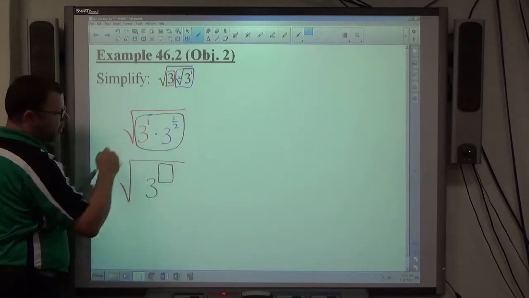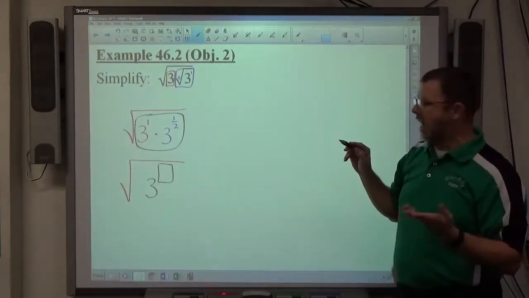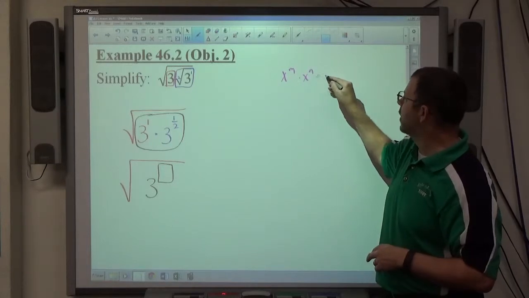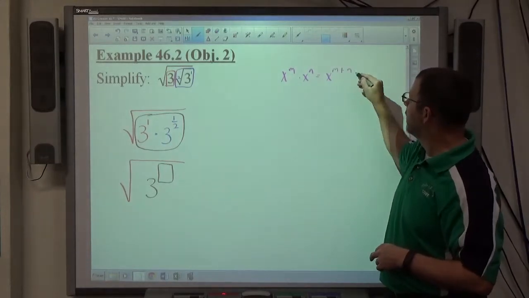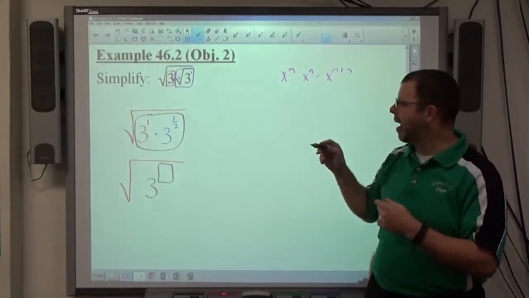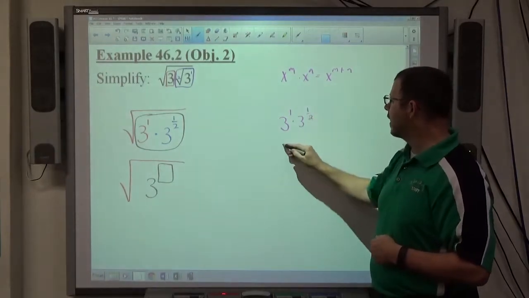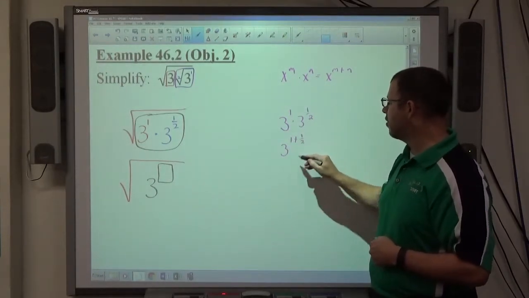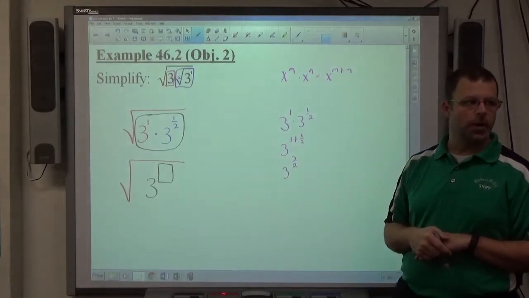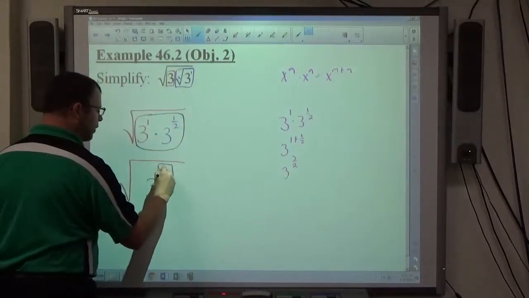Multiply these together. How do we multiply the same base? Add the powers. The rule says if we have x to some power times x to some other power, we're going to get x to the m plus n power. That's all that is. We have something to a power times something to a power, and the rule says to add the powers. So in the case of 3 to the first times 3 to the half, we're going to get 3 to the 1 plus 1/2, also known as 3 to the 3/2. All I'm doing is adding the two powers. 1 plus 1/2 makes 3/2.